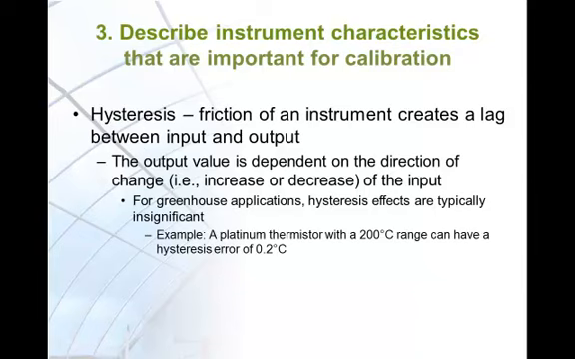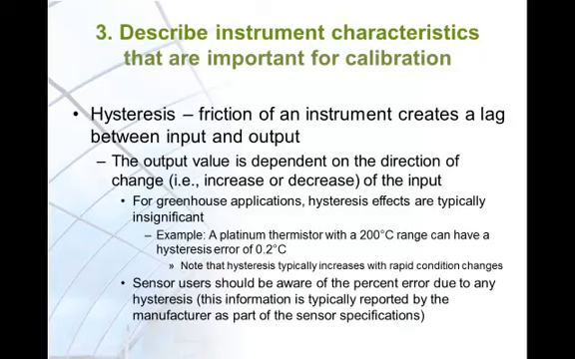In reality, however, a sensor range is much wider than the temperature range of interest. For example, a thermistor could have a sensing range of 270 degrees Fahrenheit. The plus or minus 2 degree Fahrenheit measurement accuracy requirement requires plus or minus 0.1%. It is important to note that hysteresis typically increases with rapid condition changes. Sensor users should be aware of the percent error due to any hysteresis. This information is typically reported by the manufacturer as a part of the sensor specifications.